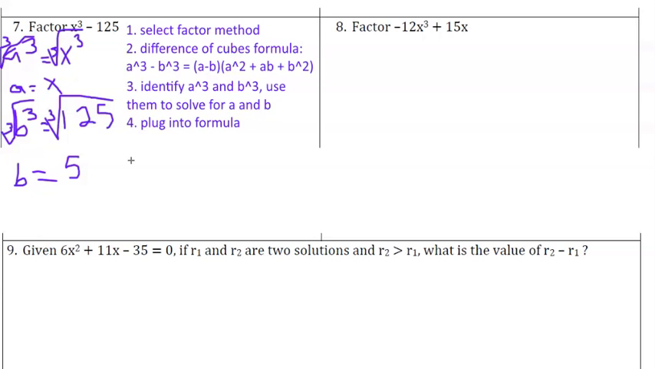From there you'll just plug it into the formula. So we have a minus b, which would be x minus 5, and then times a squared, which would be x squared, plus ab, which would be plus 5x, plus b squared, which would be plus 25. And that would be your factored form.